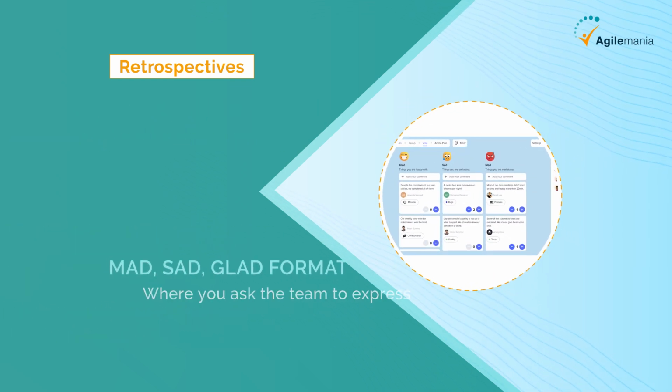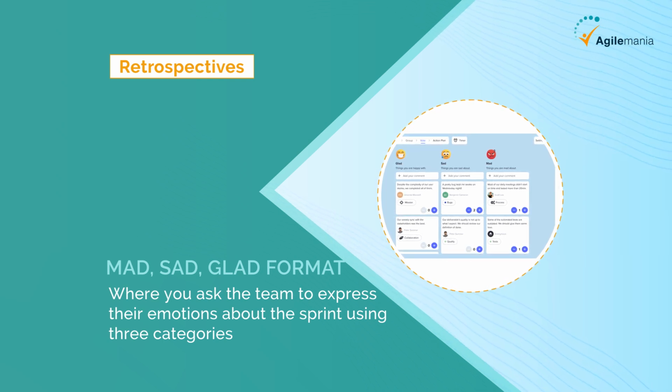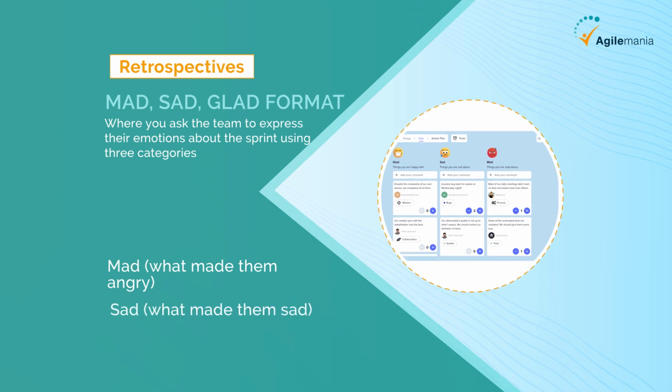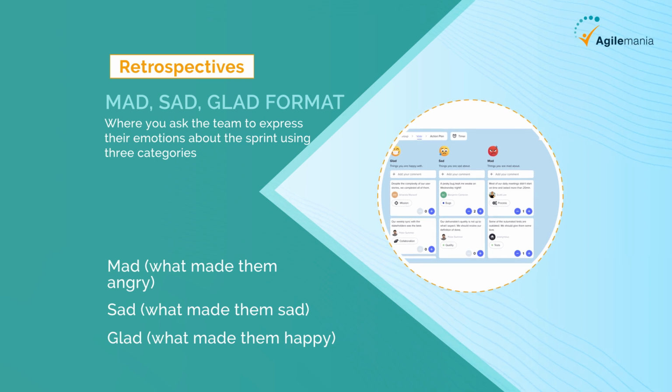The Mad, Sad, Glad format, where you ask the team to express their emotions about the sprint using 3 categories. Mad, what made them angry. Sad, what made them sad. And glad, what made them happy.